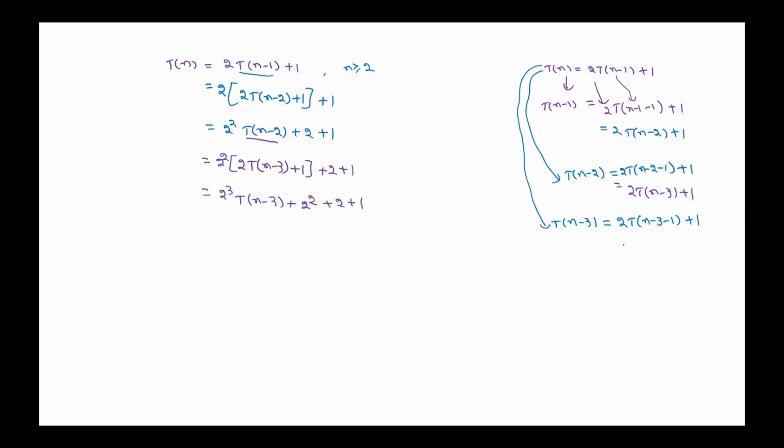But what is T of n minus 3? Again 2 T of n minus 4 plus 1. So it is 2 cube, in place of T of n minus 3, we are substituting T of n minus 4 plus 1. Plus already 2 square plus 2 plus 1 is there. So it is the same as 2 power 4 T of n minus 4 plus 2 cube plus 2 square plus 2 plus 1. Now if you observe here, we can see some common pattern.